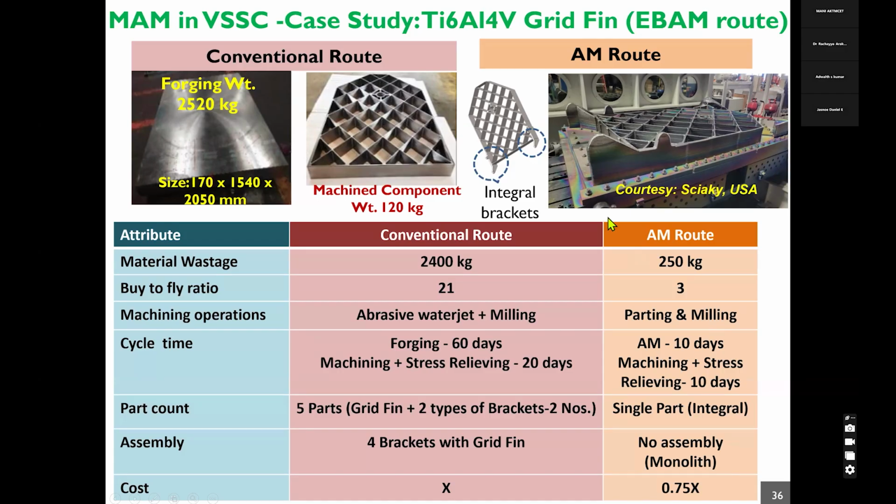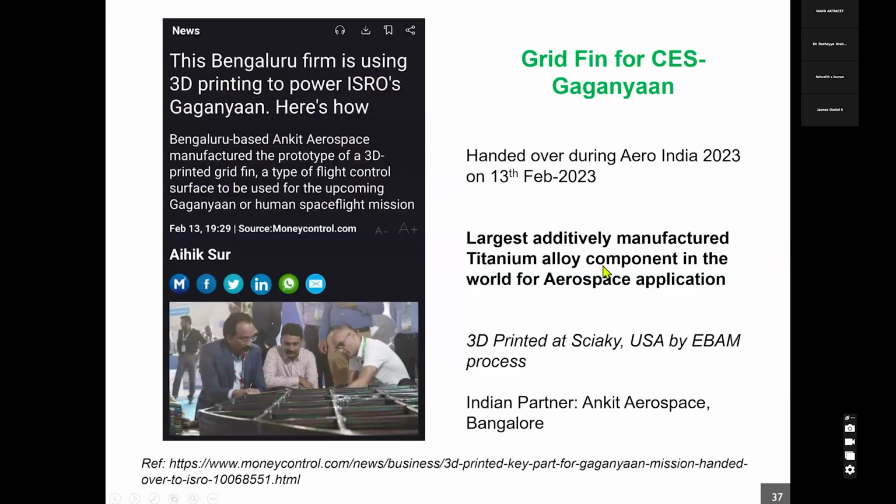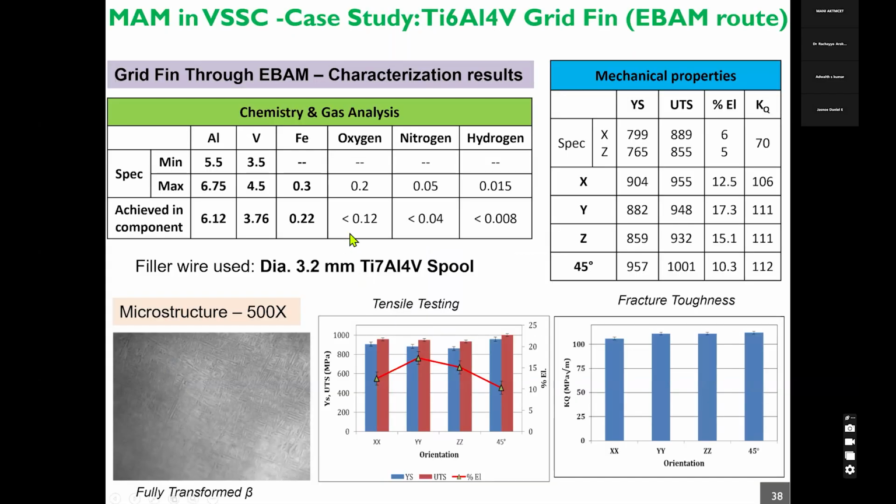final component. Again, you can see here all these brackets we could 3D print as a single component. So more than five parts have been 3D printed as a single component. And this is one of the largest aerospace parts in titanium alloy to be manufactured anywhere in the world. So this has been 3D printed at Sciaky, USA by wire-fed electron beam process. And we have carried out a detailed characterization of this particular component.